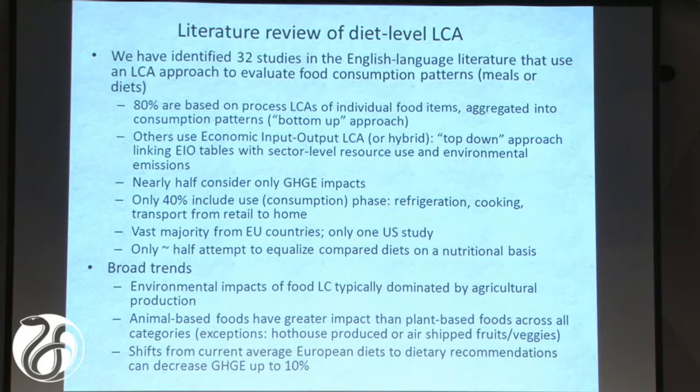Some broad trends that we see. First of all, the environmental impacts from food life cycles typically are dominated by agricultural production. We've heard that, which also means that the impacts for diet are typically dominated by agricultural production. In general, animal-based foods have greater impacts than plant-based foods across nearly all categories, the big exceptions being hothouse produced and air-shipped fruits and veggies. And if we could make a general conclusion from the 3 or 4 studies that look at current average diets versus dietary recommendations, the examples from Europe demonstrate a decrease in greenhouse gas emissions in making that shift to dietary recommendations of up to 10%.